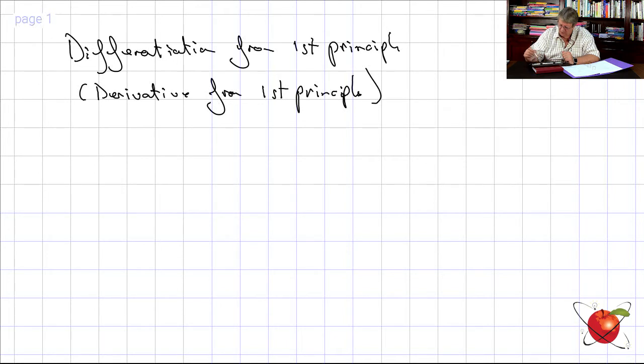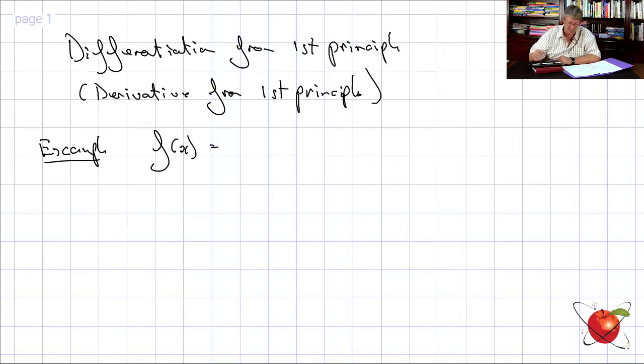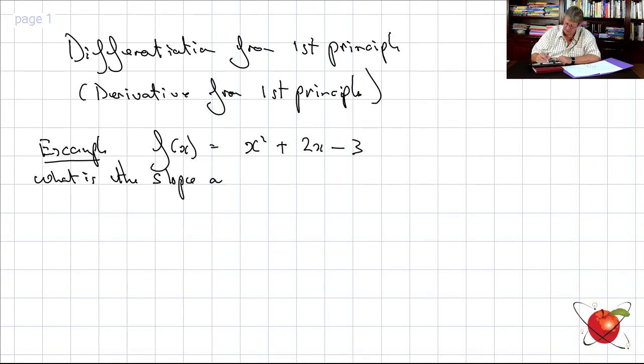Let us ask ourselves the question then, this is an example again. What if f of x is equal to x squared plus 2x minus 3? What is the slope at x equals 0? Or any other number, who cares? We just want to go through the principles, and they say, use first principles.